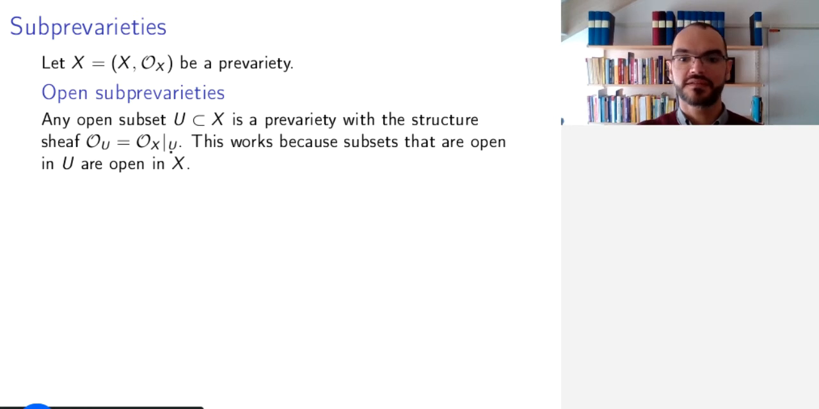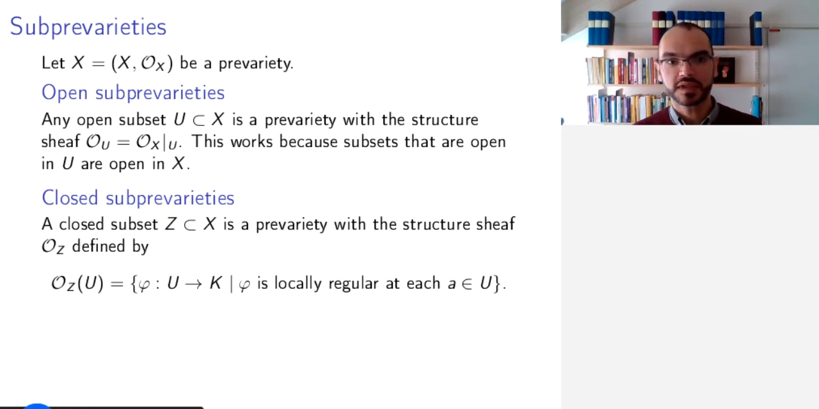Why am I saying this lengthy thing? It's because the same thing would not work if your subvariety U is replaced by a closed subvariety Z. Then you cannot just say, okay, take an open subset of Z and plug it into the structure sheaf on X, because this will not be an open set, so this will not be well defined. Therefore, we do the following thing. We say that a closed subset of X is a pre-variety with the structure sheaf defined by the set of all functions that are locally regular at each point of an open set U.